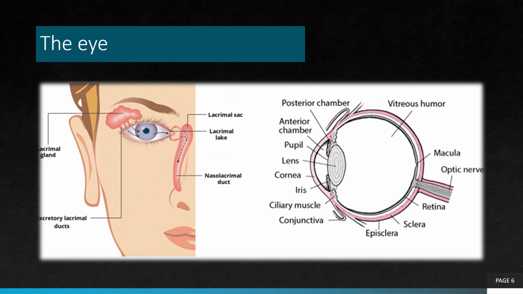The diagram also highlights other important structures such as the macula, which is responsible for central vision, the sclera, the white part of the eye, and the conjunctiva, a thin membrane covering the sclera and the lining of the inside of the eye. Overall, this image provides a comprehensive overview of how the eye functions and how the lacrimal system plays a critical role in maintaining eye health by managing tear production and drainage.